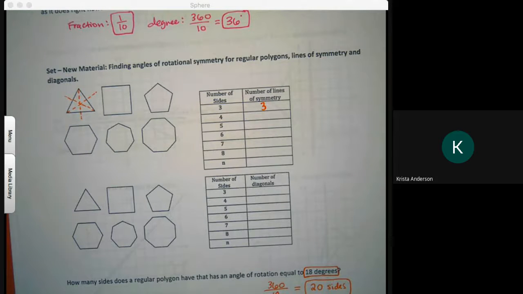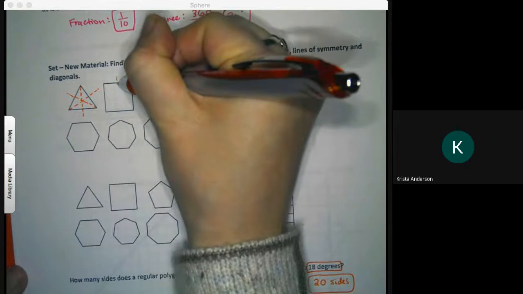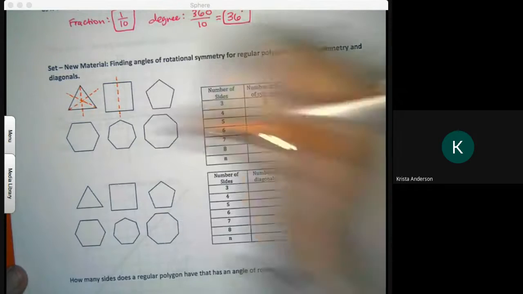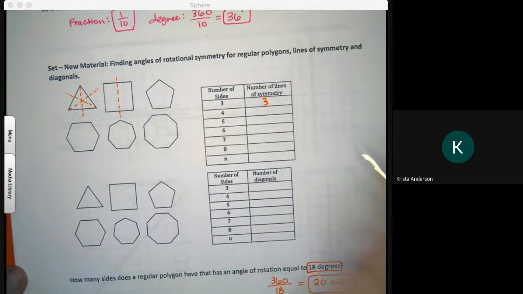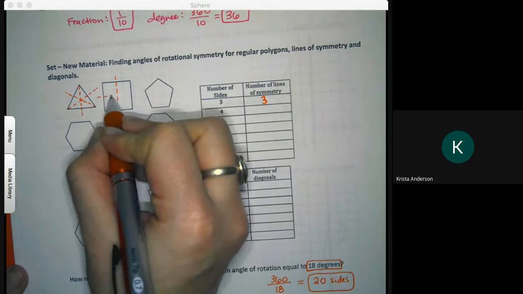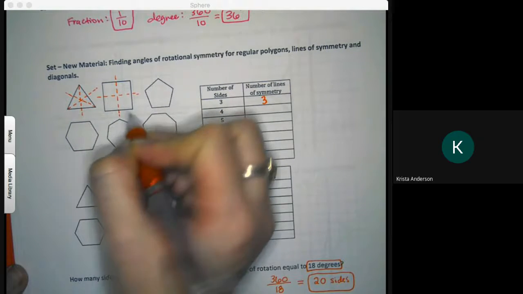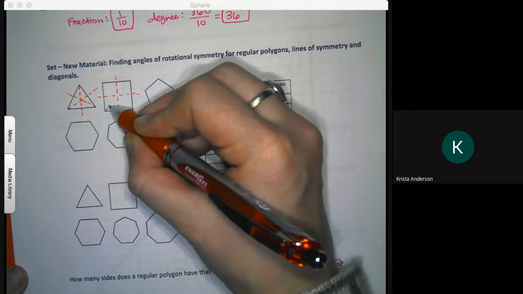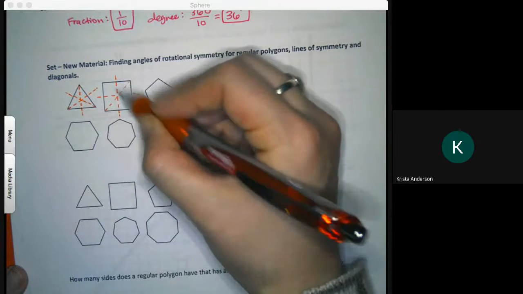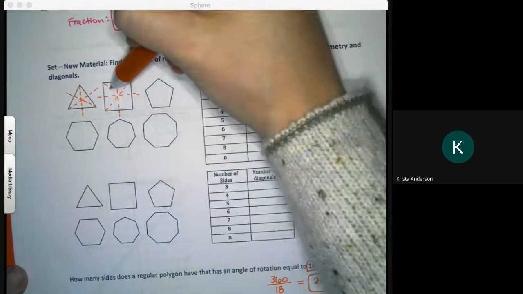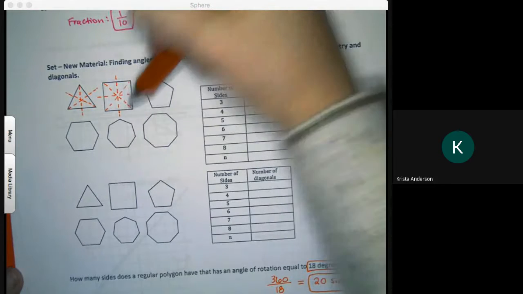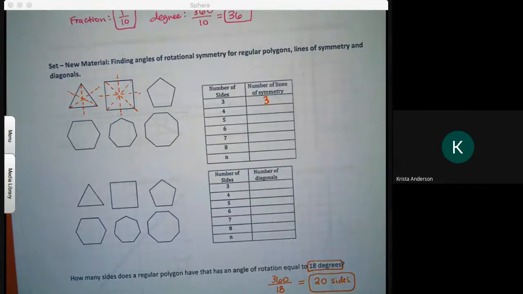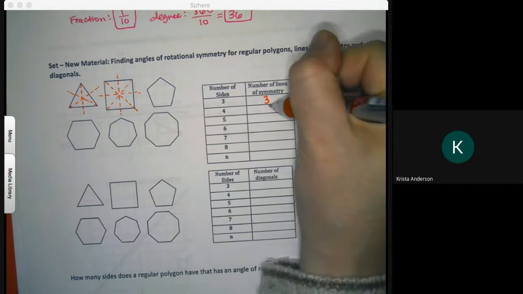Okay, lines of symmetry. Where could I put a line that it would fold in half? I could put one in the middle. I could put one across this center. I heard I could do a diagonal. A diagonal would cut it in half. They would fold onto each other in this diagonal. How many places could I fold it and have symmetry? 4.